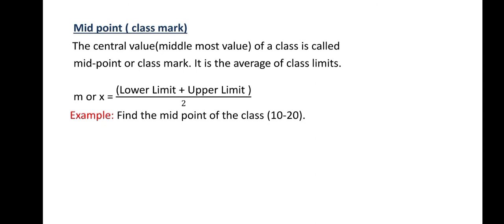So to calculate the midpoint, we have the formula lower limit plus upper limit divided by 2. In this class, 10 is the lower limit and 20 is the upper limit. So substitute these two values in the formula. We get 10 plus 20 divided by 2, that is 15. So 15 is the midpoint of the class 10 to 20.